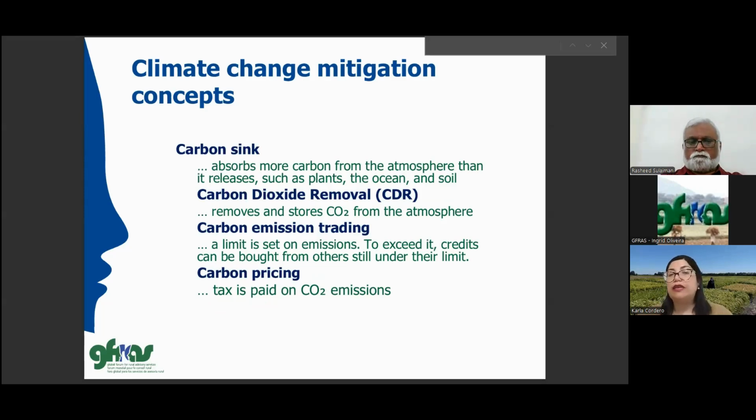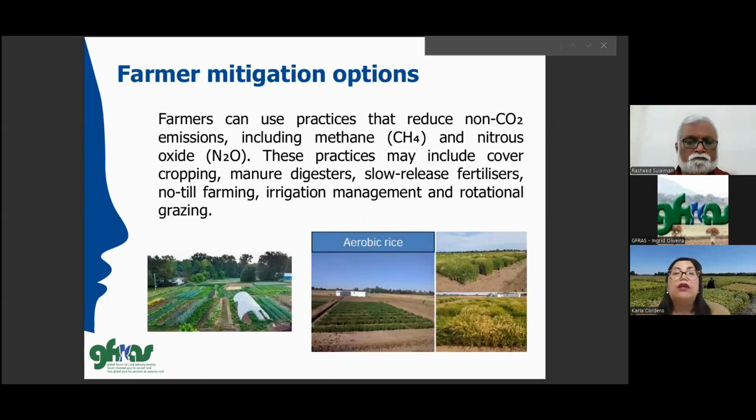Also the carbon sink, carbon dioxide removal, emission trading, and one of the important concepts, carbon pricing, in which a tax is paid on CO2 emissions, which is one of the ways to empower the farmers and give them some profit in changing the different agronomic practices to produce the food. For example, farmer mitigation options.